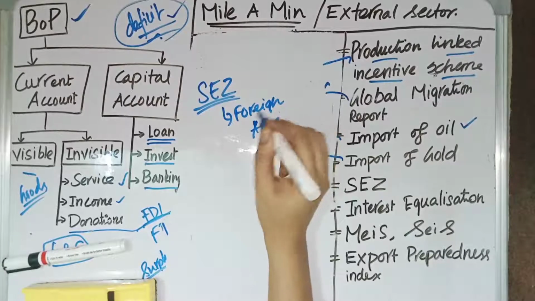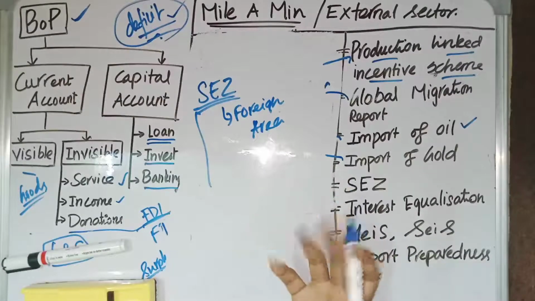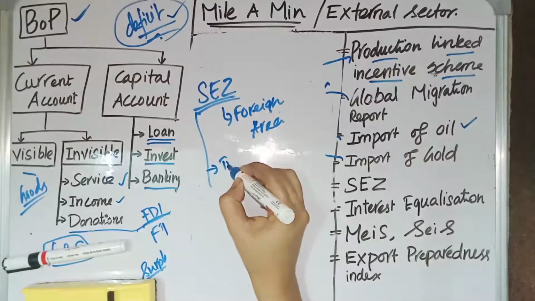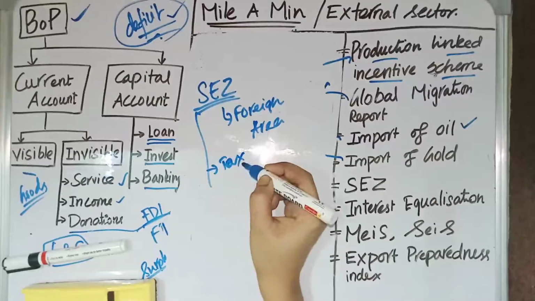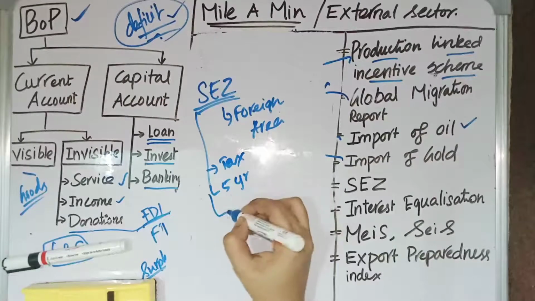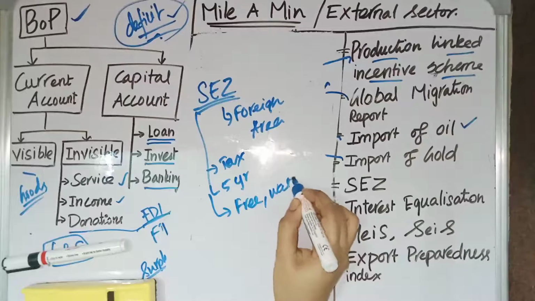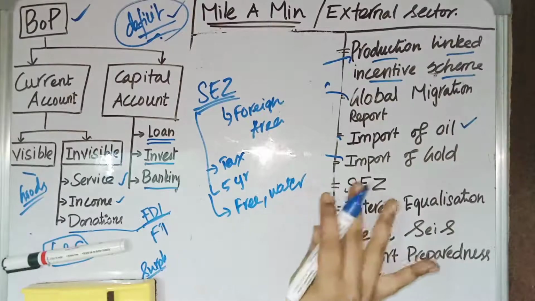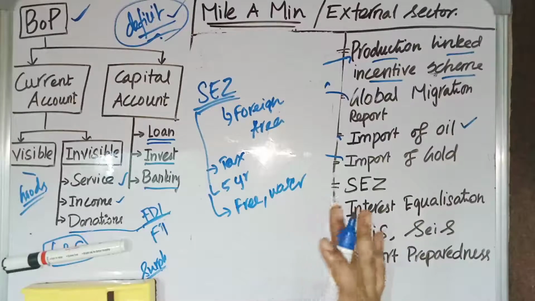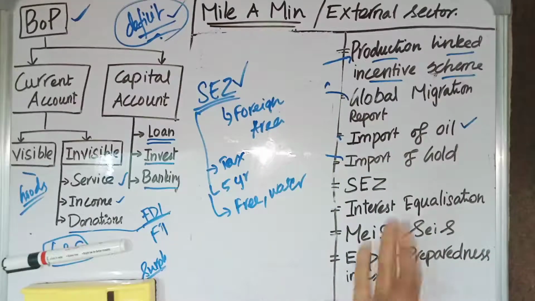Why? Because it's inside SEZ, there are so many benefits that a company can get. There are many trade tax benefits and tax exemptions, and they get 5 years tax free, and also they get free electricity, free water, and road facilities. The facilities given by the government will be extraordinary. They get so many benefits if they are under this SEZ, Special Economic Zone.